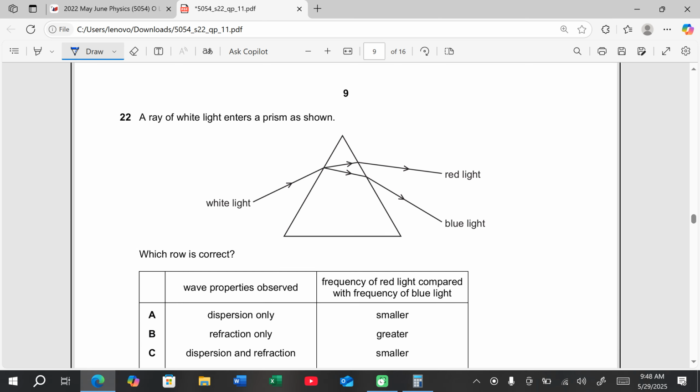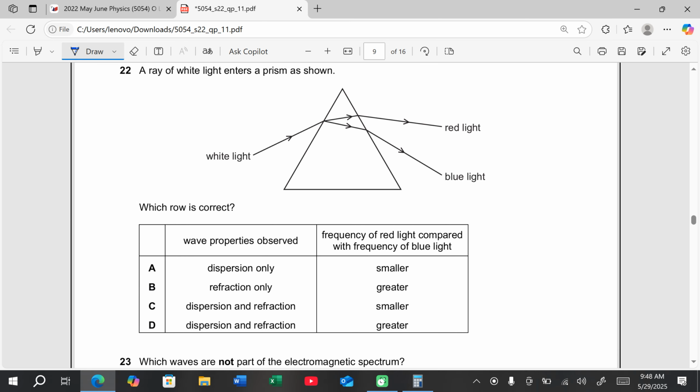A ray of light enters the prism as shown. Which row is correct? So which wave properties are observed? Yes, there is refraction as well as dispersion. Frequency of the red light compared with the frequency of blue light: red light has a greater wavelength but smaller frequency, so it is going to be C.